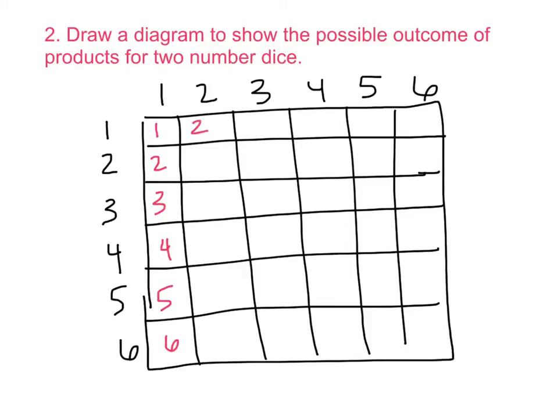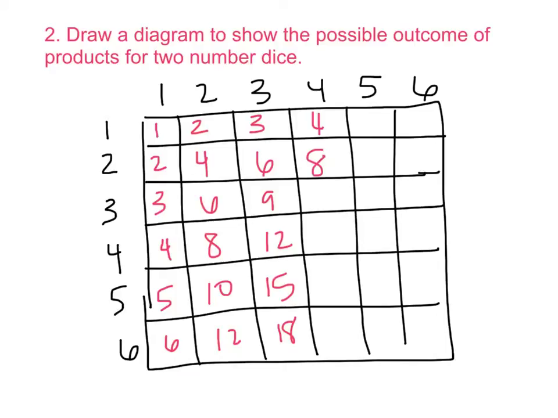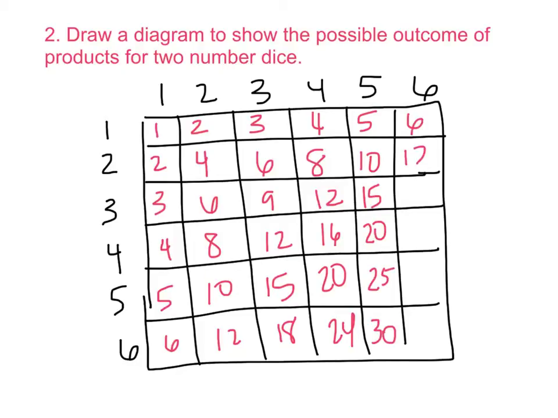In this row we have 2, 4, 6, 8, 10, and 12. Our products for 3s are going to be 3, 6, 9, 12, 15, and 18. 4, 8, 12, 16, 20, 24. For our 5s, 5, 10, 15, 20, 25, 30. And then 6, 12, 18, 24, 30, and 36. Now, we're going to use this outcome of products for the next parts of our problem.